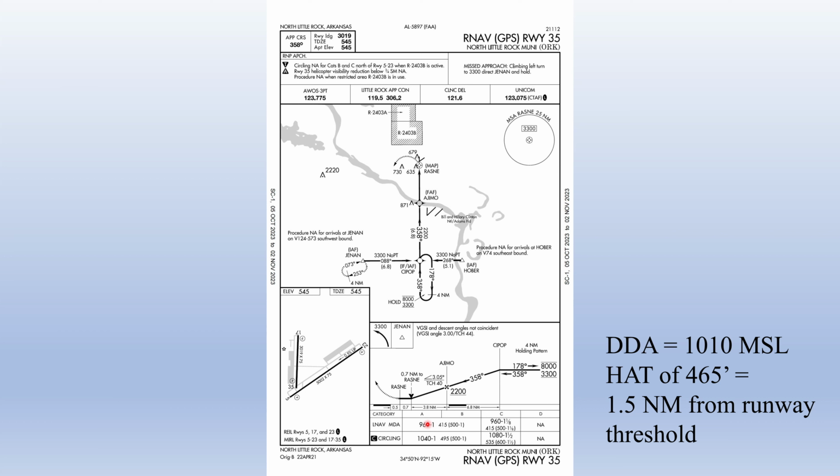Again, the visibility minimum is 1 statute mile. So if the visibility is actually 1 mile, and we're 1.5 nautical miles away from the runway when we reach our DDA, we may not be able to see the runway from our DDA. Let's take a look at another example that will be a little bit higher minimums.